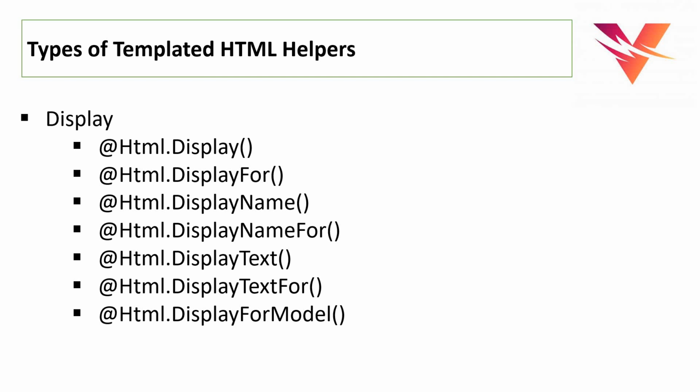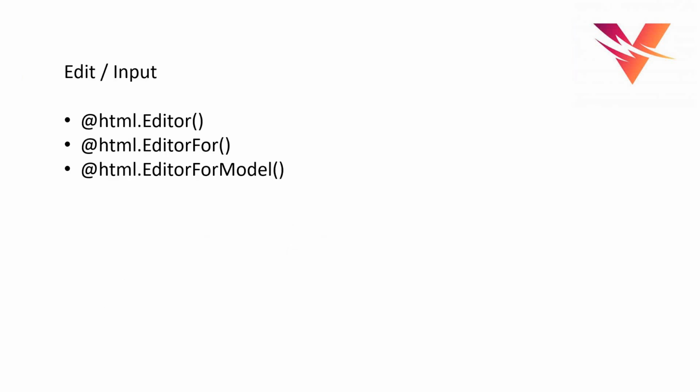One more thing I want to tell you: how many types of templated HTML helpers do we have in MVC? These are the list, as you can see on the screen. These are the types of templated HTML helpers which are available: Display, DisplayFor, DisplayNameFor, DisplayText, DisplayForModel. In a bit we are going to discuss all these things in Visual Studio when we implement this. Along with that, we also have the input kind, that is Editor, Html.EditorFor and EditorForModel.